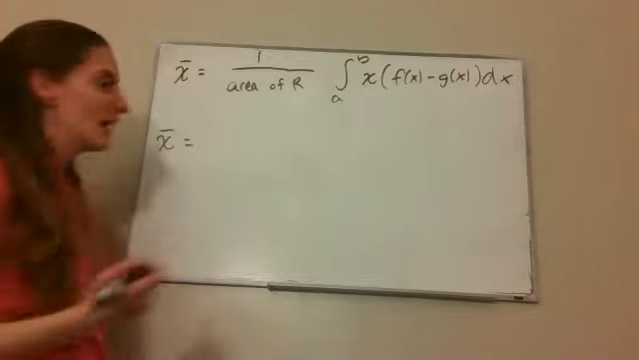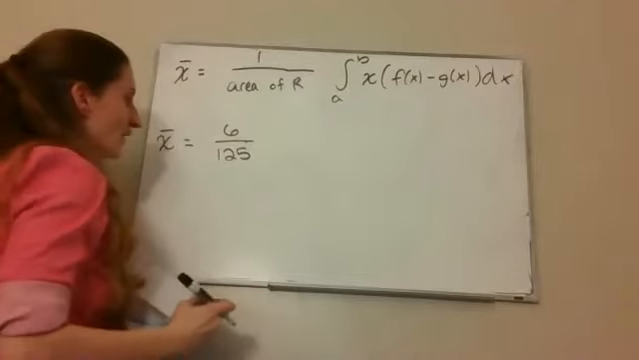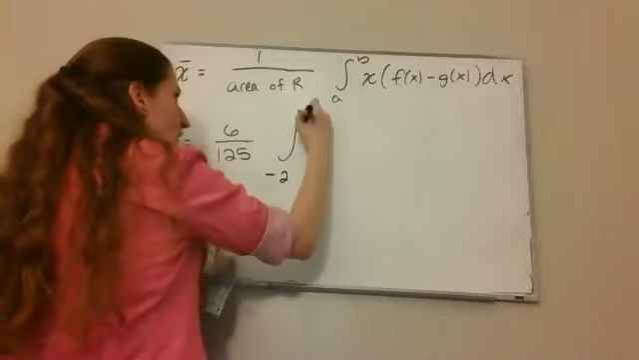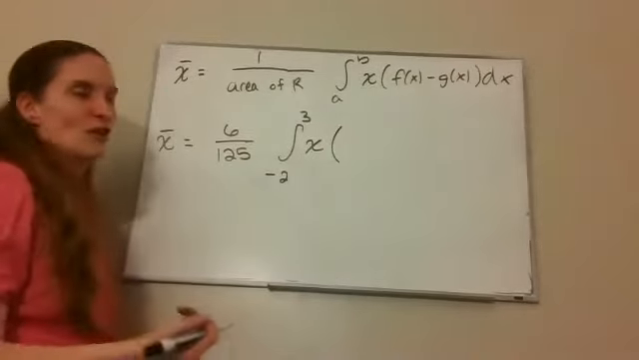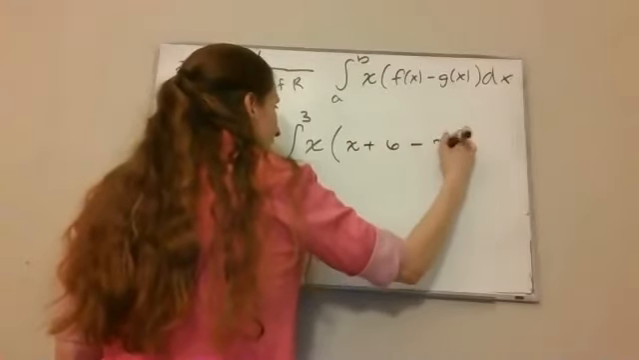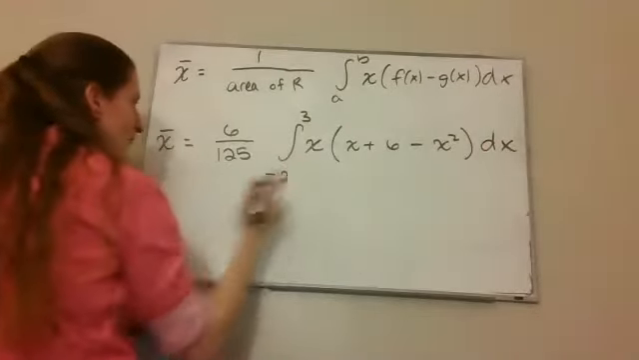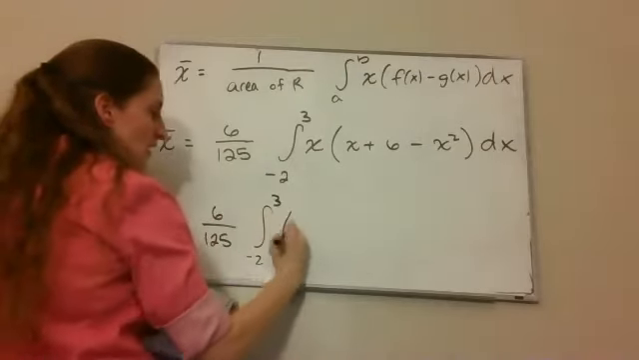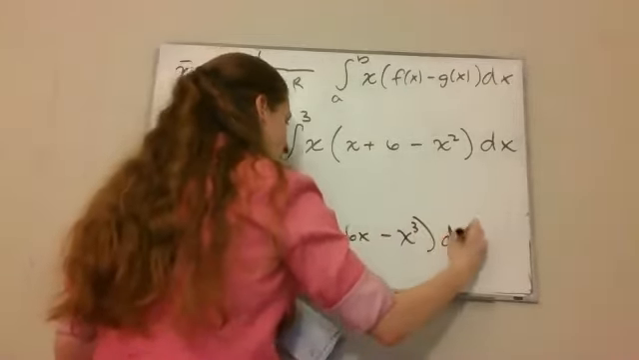So 1 over that will be 6 over 125. We just flip it upside down. So I get x bar is 6 over 125 times my integral. My bounds are still -2 to 3, and I have my x. Now this f of x minus g of x, that's still top function minus bottom function. So that's x plus 6 minus x squared dx. Then I would distribute that x through to get an integral of x squared plus 6x minus x to the 3rd dx.